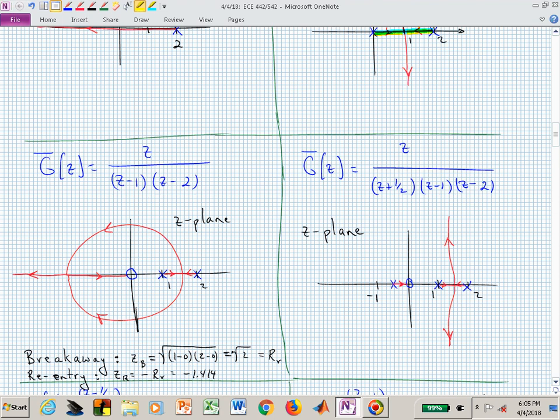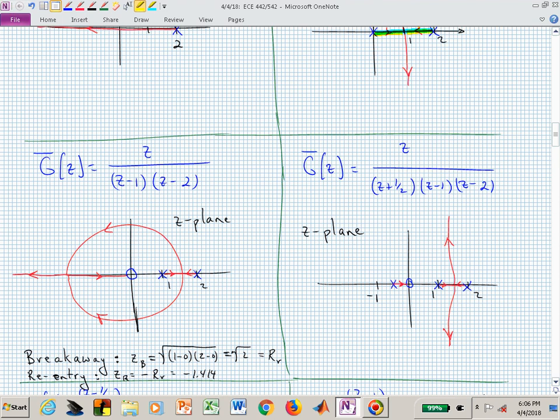How many root locus branches do we have? The other way I could have asked that question is how many poles are there? 3. So we have 3 branches, 3 poles. I hope. I better look, huh? So now we have 3 branches of the root locus. They each start at a pole.